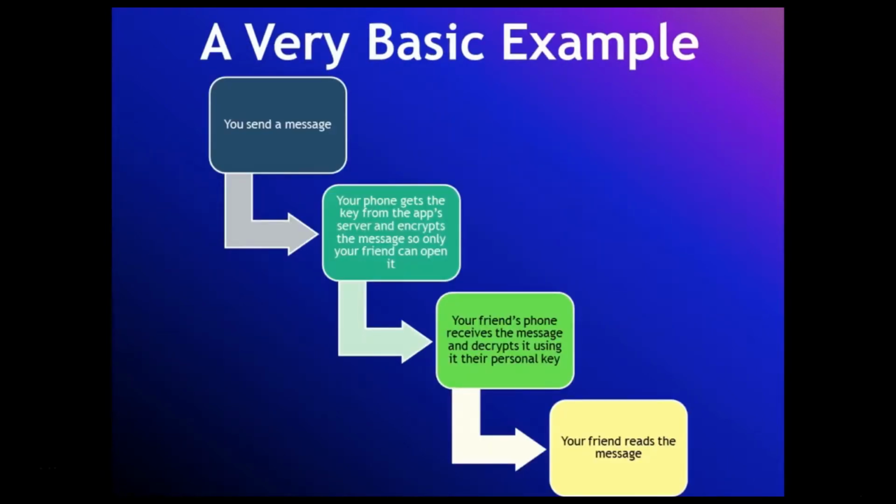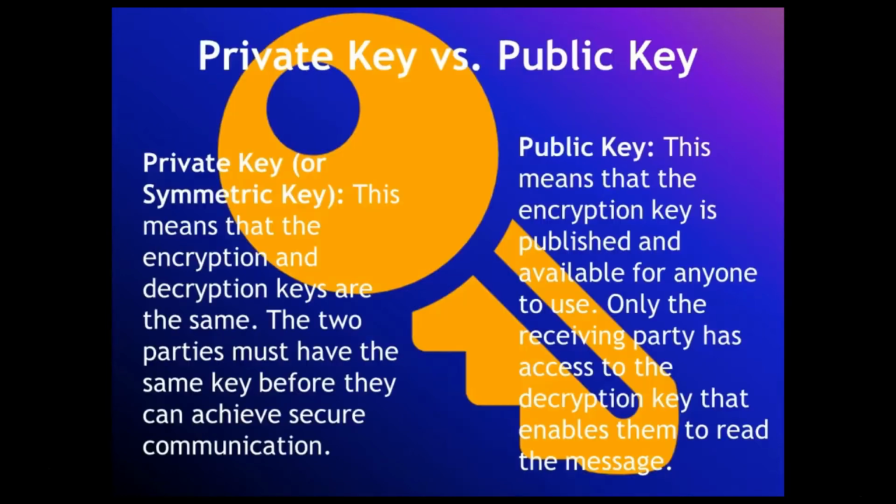So here's a very basic example of how this works. Let's say you send a message. Your phone gets the key from the app server and encrypts the message so only your friend can open it. Then, your friend's phone receives the message and decrypts it using their personal key. Finally, your friend reads the message. That is a basic example of encryption-decryption.